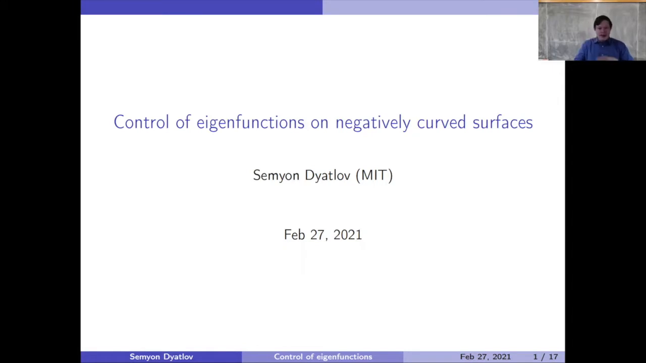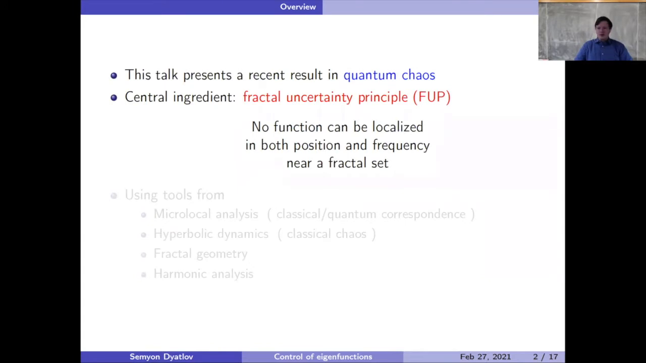So what am I going to be talking about? Well, it's in a way a continuation with a bit of a sideways feel, I suppose, of Peter's talk. Namely, I'll be talking about quantum chaos. I'll briefly review what I understand as quantum chaos here, but the central ingredient compared to previous works is actually a tool that has nothing to do with quantum chaos per se. It's a tool from harmonic analysis, which I call Fractal Uncertainty Principle.